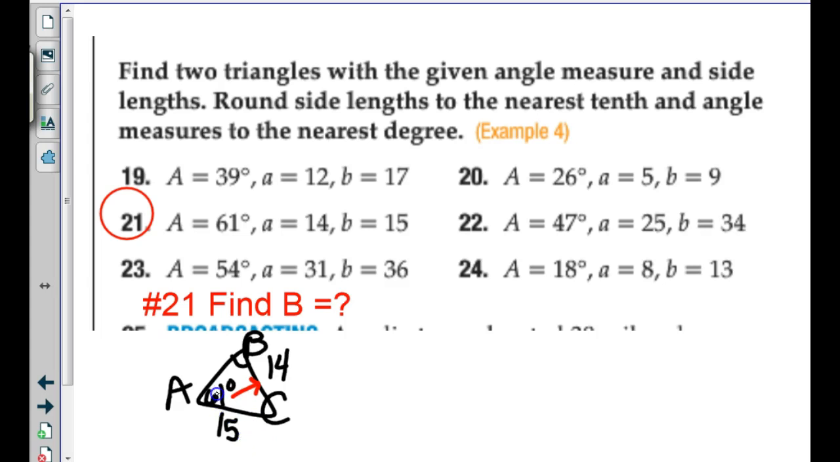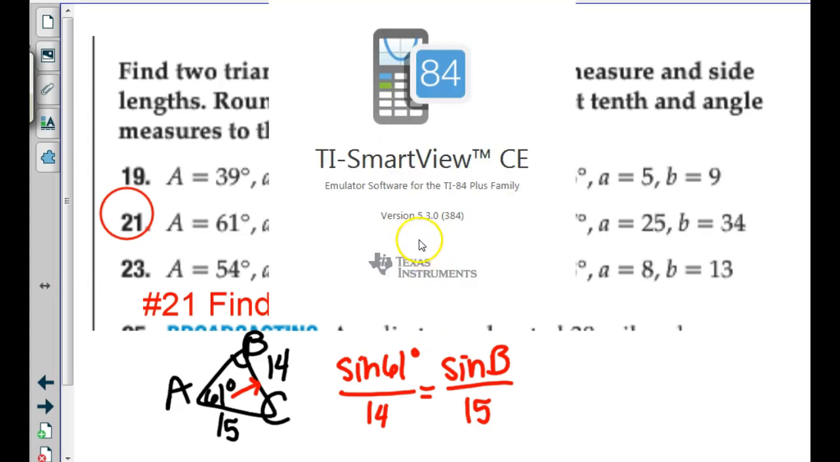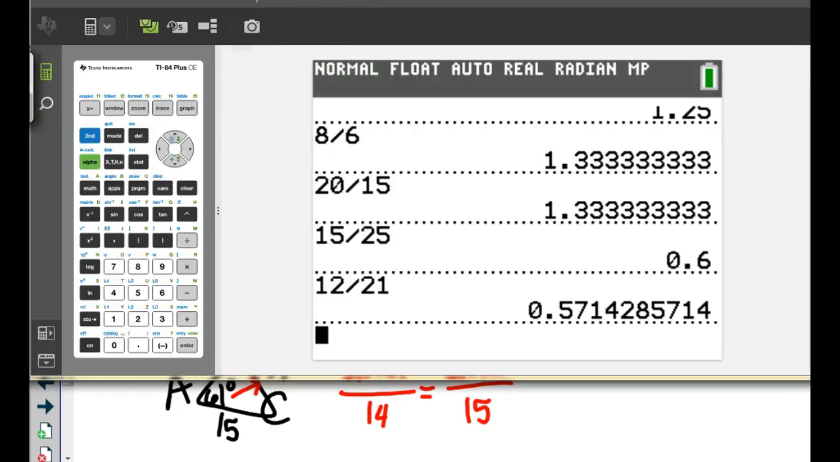I actually have angle side, which isn't a postulate, but I have one across from each other here. Okay, so I can set up the sine of 61 degrees is across from 14. In the same way, the sine of B is across from 15. What mode should I be in? Degrees. Okay, and how am I going to type that in?